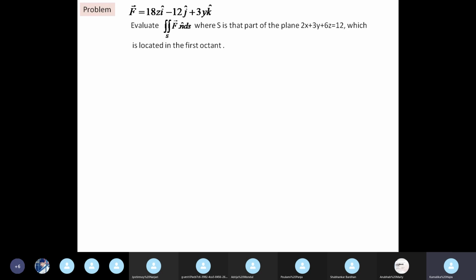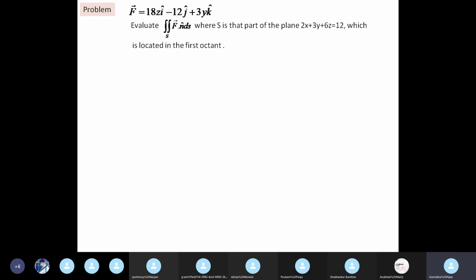And after going through these two problems, I hope you'll be able to work out most of the problems that are given in test papers. So this is the vector f, 18z i cap minus 12j cap plus 3y k cap. Evaluate the integral of f dot n cap ds, where, see carefully, S is that part of the plane 2x plus 3y plus 6z equal to 12 which is located in the first octant.